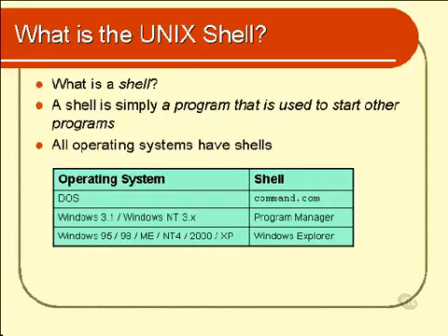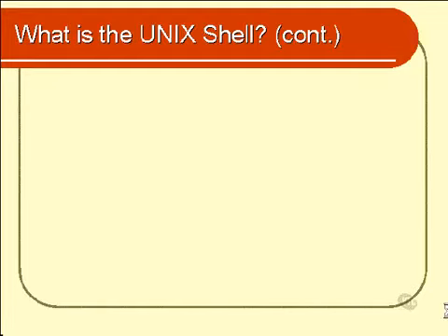And later versions of Windows, such as Windows 95, 98, 2000 and so on, use a program known as Windows Explorer. That's the program responsible for putting the icons on your desktop and also for putting the Start button in the lower left-hand corner of your screen. Anyway, let's talk a bit more about the UNIX shell in particular.